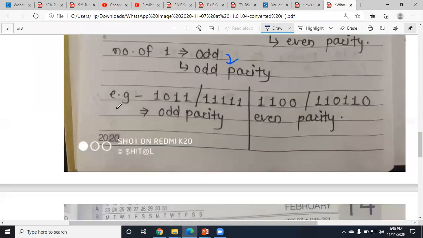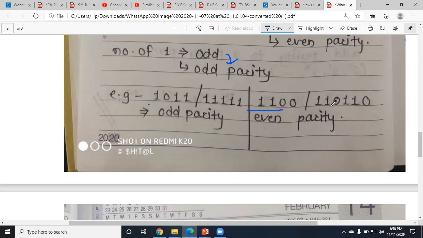For example, see this 1011. How many 1s are there? 3. 3 is an odd number. That is why it belongs to odd parity. Again, see here 11111. How many 1s are there? 5. So again, this number belongs to odd parity. Now see here 1100. The number of 1s is 2, and 2 is an even number. That is why this belongs to even parity.